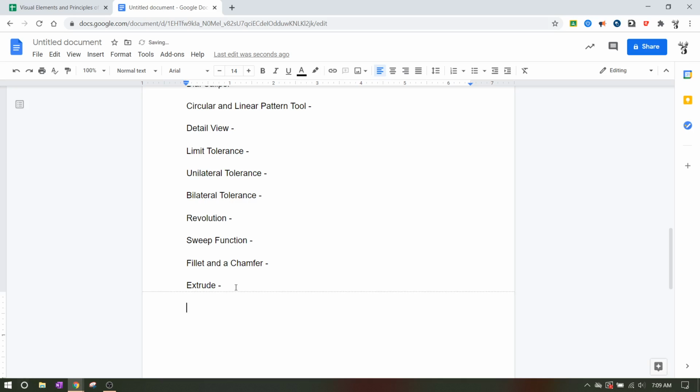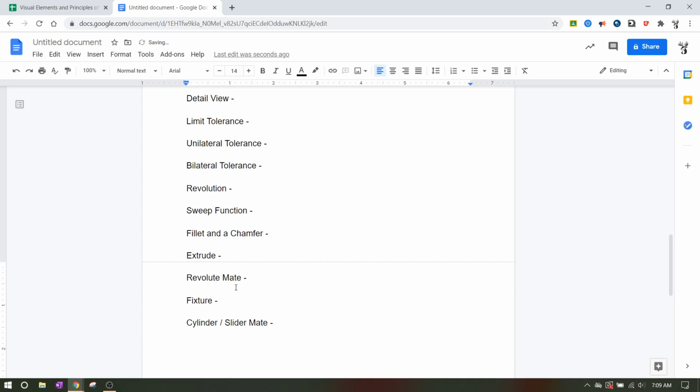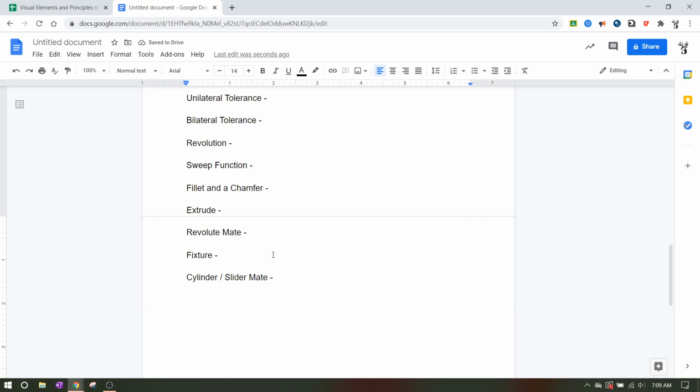Let's see here. The types of mates. When we got down to the bottom, there's the revolute mate. There's the fixture, I think is what we called it. And there's the cylinder mate slash slider mate. Usually those are used as one and the same. The cylinder mate allows an extra degree of freedom, whereas the slider mate just lets it slide in and out or up and down or whatever you want to call it.